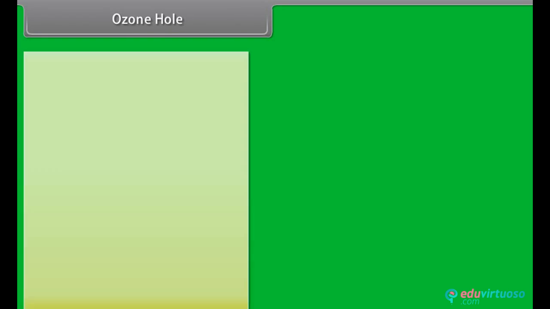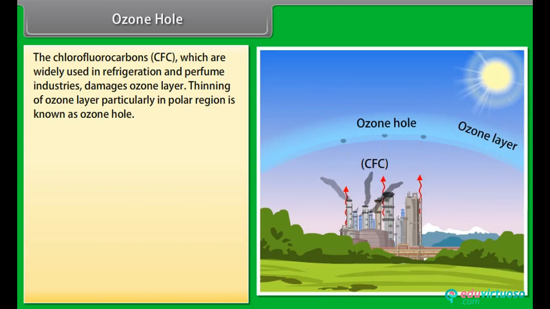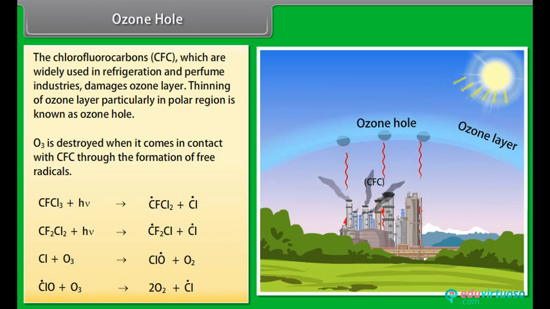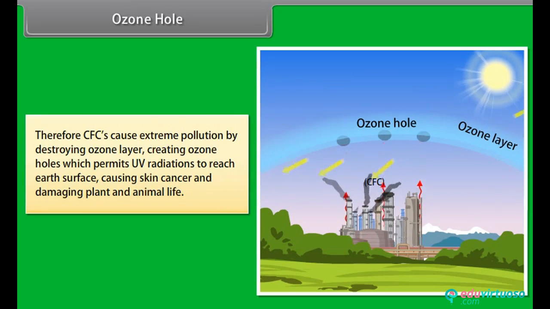Ozone hole. The chlorofluorocarbons, which are widely used in the refrigeration and perfume industries, damage the ozone layer. Thinning of the ozone layer, particularly in the polar region, is known as the ozone hole. O3 is destroyed when it comes in contact with CFC through the formation of free radicals. Therefore, CFCs cause extreme pollution by destroying the ozone layer, creating ozone holes which permit UV radiation to reach Earth's surface, causing skin cancer and damaging plant and animal life.